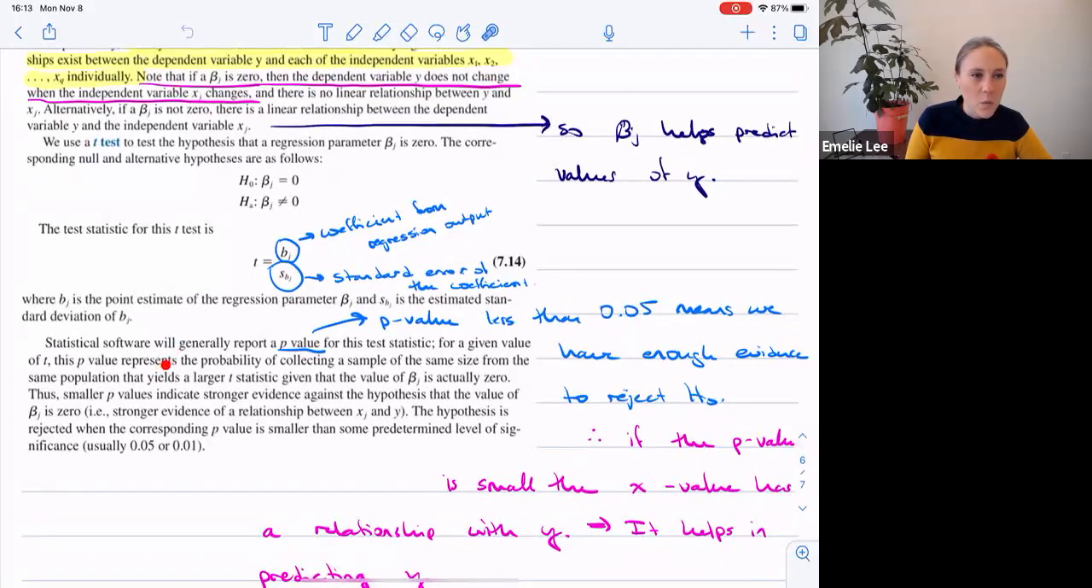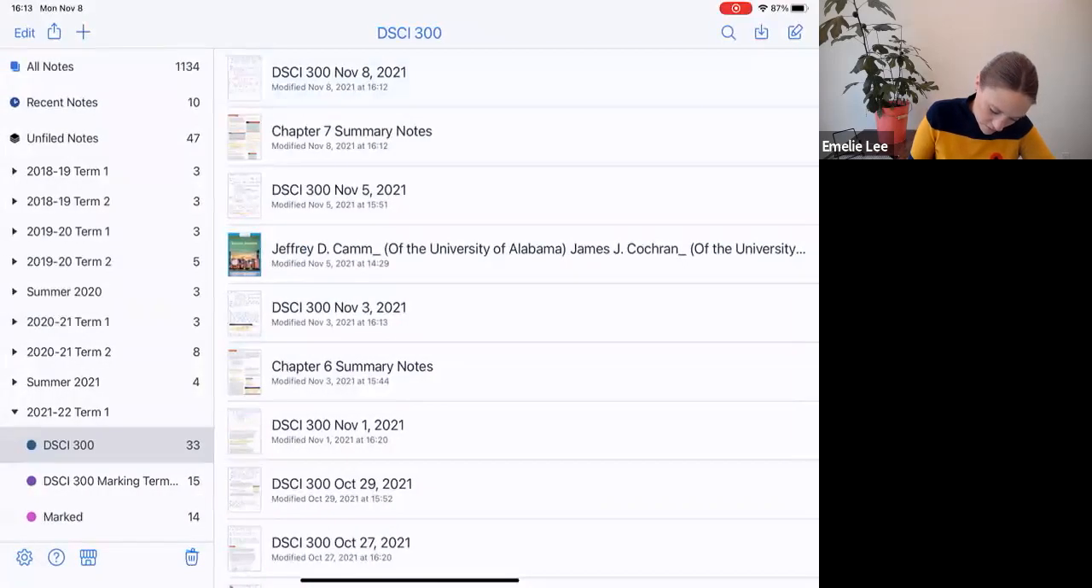Just trying to see what I've copied in and what I haven't. Oh yeah, okay, so that's good.